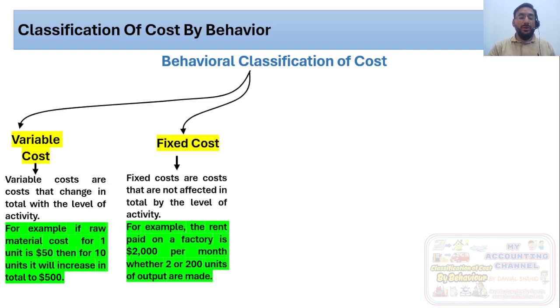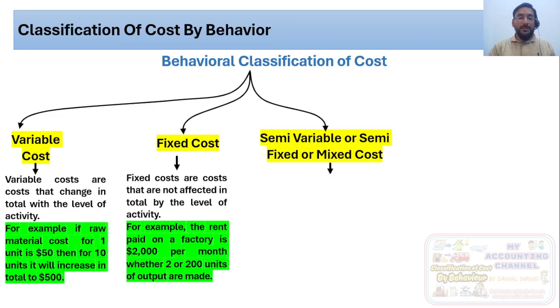whereas two main examples of fixed costs are rent and salaries. So fixed costs are costs that are not affected in total by the level of activity. The example over here is the rent, which is $2,000. So if you manufacture 2 units or 200 units, the business has to pay $2,000 rent per month. Even if production falls to 0 and no units are manufactured, the business has to pay $2,000 per month.